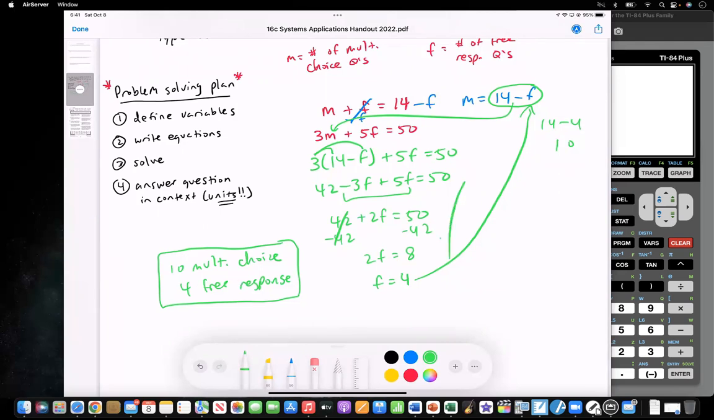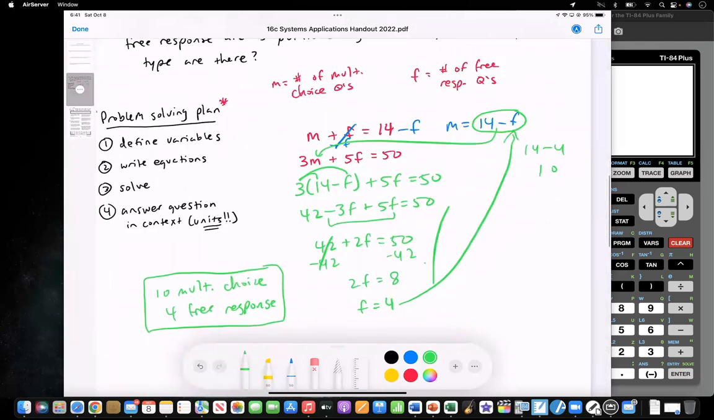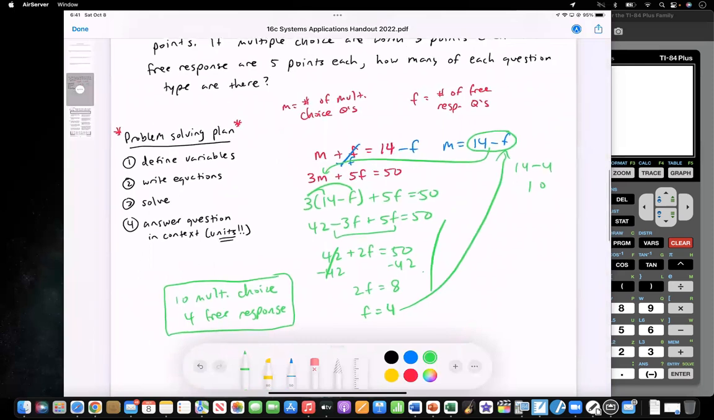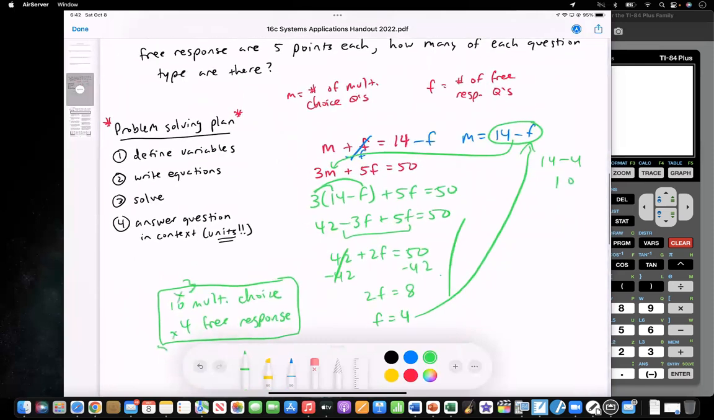Okay, and you could double check, obviously, those are 14 total. And if you check with the points, these are 3 points each, these are 5 points each. Okay, so that's 30, 10 times 3, and 20, 5 times 4.